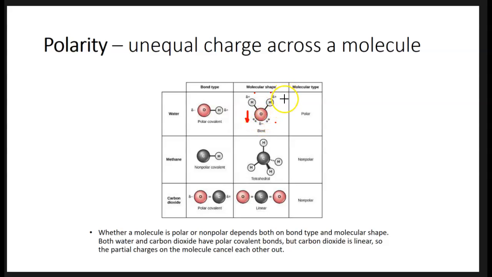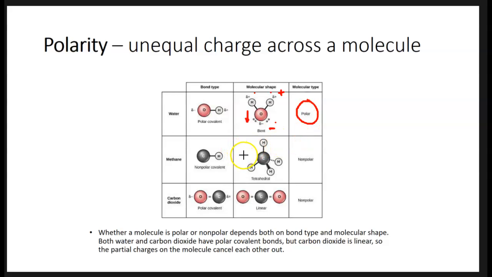And so the polarity of this molecule is such that there is more negative charge, a negative moment, at this end of the molecule, and a more positive charge at this end of the molecule. We represent those charges by this little Greek delta sign with either a plus or a minus next to it. So water is a very polar molecule.